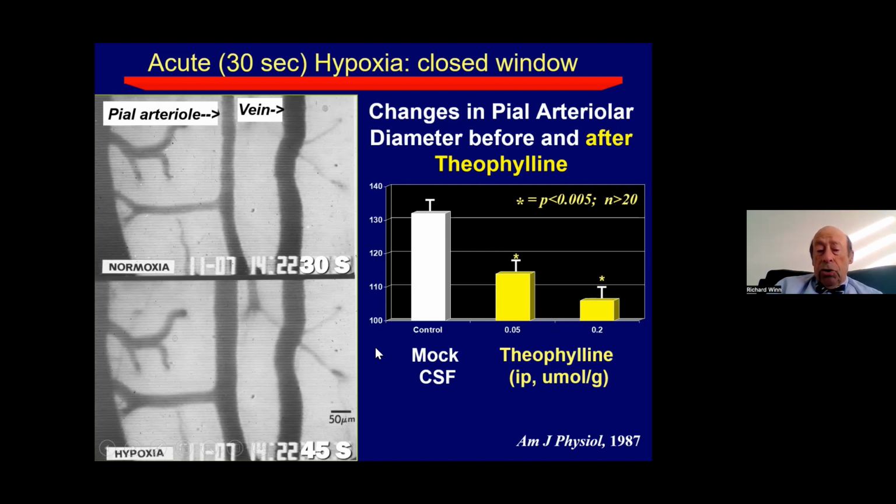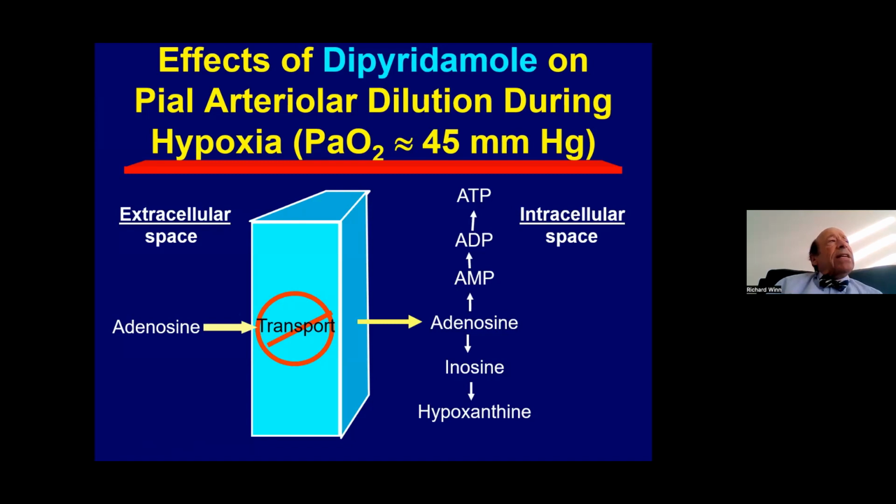Now, using that technique, we look at hypoxia in the control. We get about a 30% increase in flow. And now we add theophylline given IP, and you can see that it blocks in a dose response manner the vasodilatation during hypoxia. So that's if we block it. How about if we accentuate adenosine? And as I told you in the initial comments I made, adenosine is not broken down in CSF.